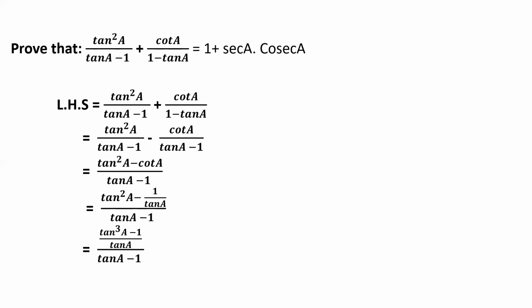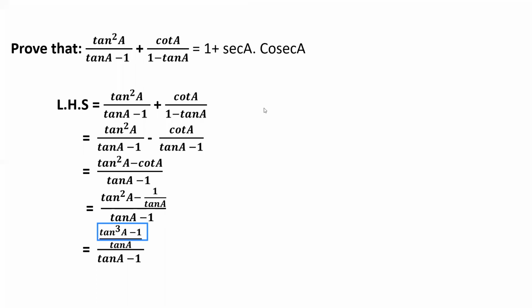Now, let me show you something here. If you closely look at this one, what is this? It looks like tan cube A minus 1, which is in the form of A cube minus B cube. Do you remember what A cube minus B cube is? It is A minus B times A square plus AB plus B square. You remember that, okay? A cube minus B cube. Now here, when you look at tan cube A minus 1, tan A is A and 1 is B. So it is A cube minus B cube. Let's use this form here.